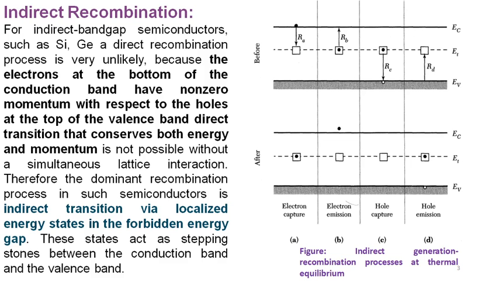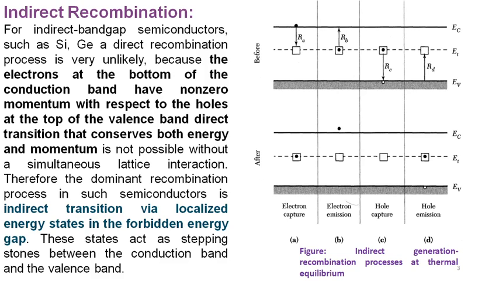Then the indirect recombination process. Here, in indirect bandgap semiconductors like silicon and germanium, the valence band and conduction band are not exactly aligned, unlike in direct bandgap semiconductors, so both energy and momentum are not conserved. Here it is showing how electrons are generated and recombined when an external source is applied, like thermal energy, or when light is illuminated on it.